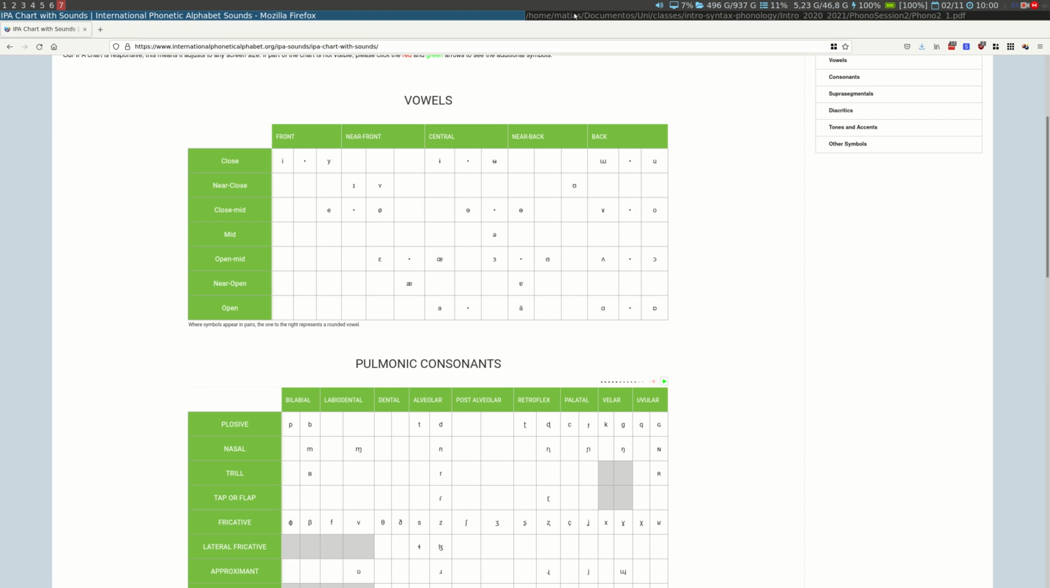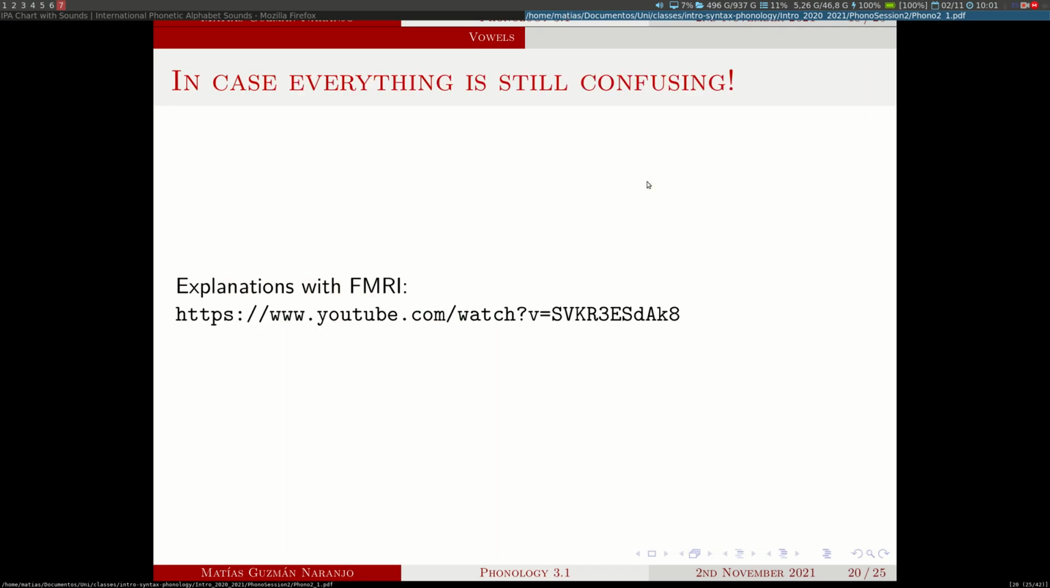So in the exam, you'll be able to see a table like this, and we may ask you questions about the vowels. So for example, give a full description of this vowel. You don't have to memorize how it sounds, but you have to understand what each of these dimensions means, and also the rounding of the lips. If things are still very confusing, you should look at this. It's an additional video giving some explanations with an fMRI, which is very useful.